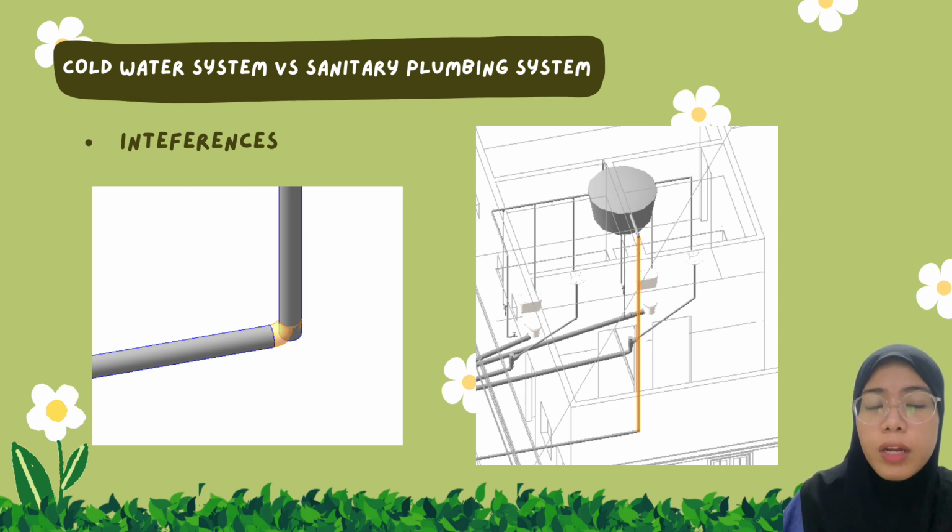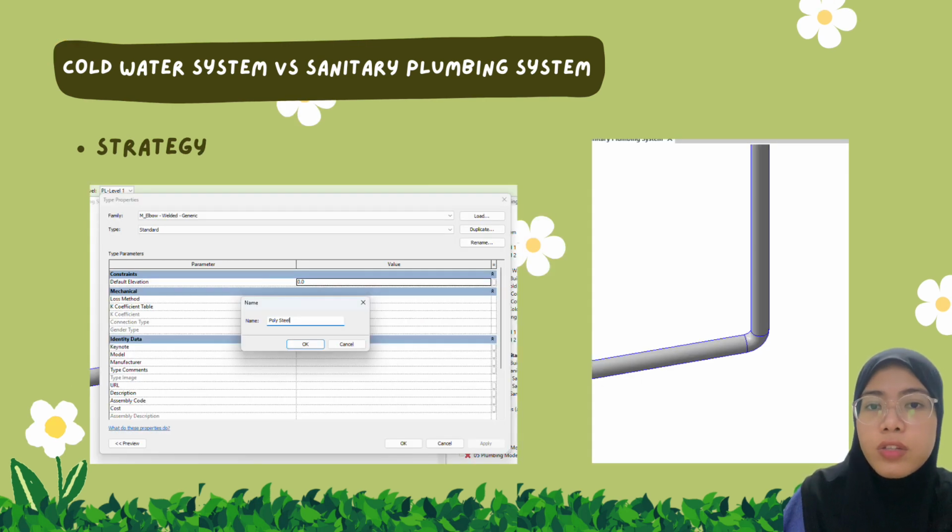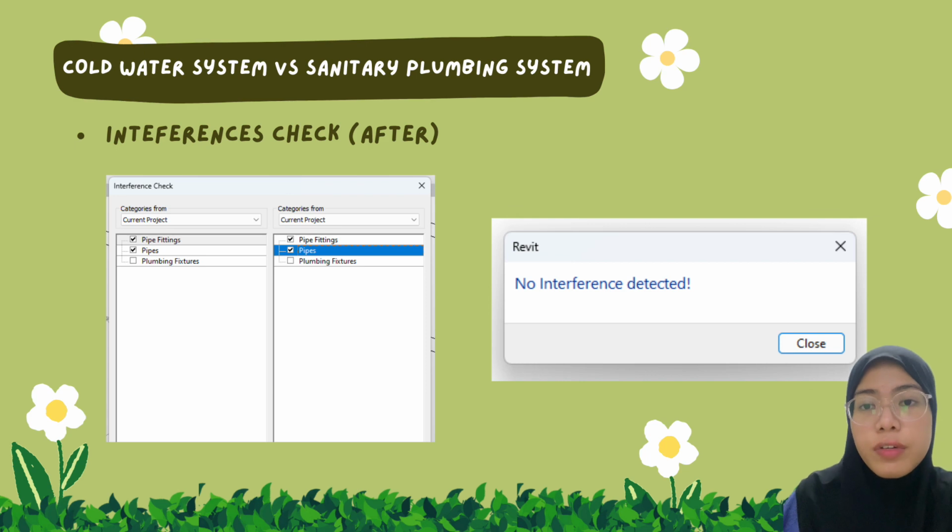As you can see from the diagram on the slide, the material of the pipe fitting for this pipe are not correct. Hence, the strategy on how to deal with this problem is to change the material of pipe fitting, which is to polystyrene. Finally, run interference check again, then refresh to update the report on interference. If the correction is made correctly, it will show no interference detect between cold water system and sanitary plumbing system.